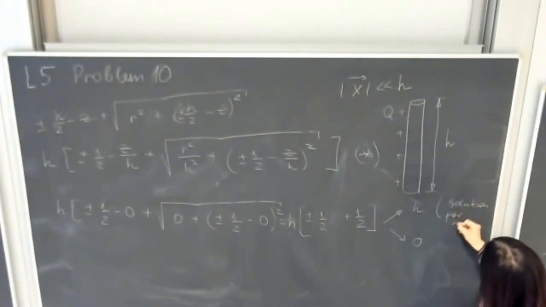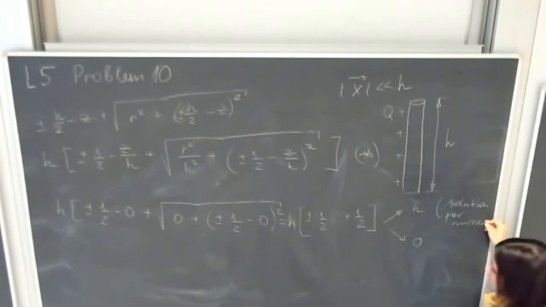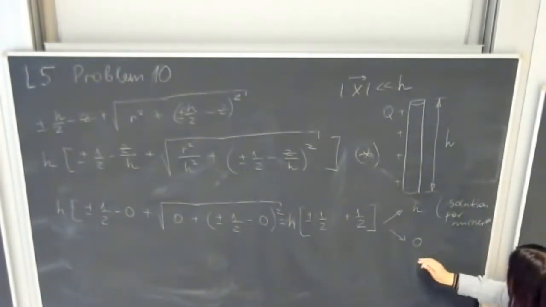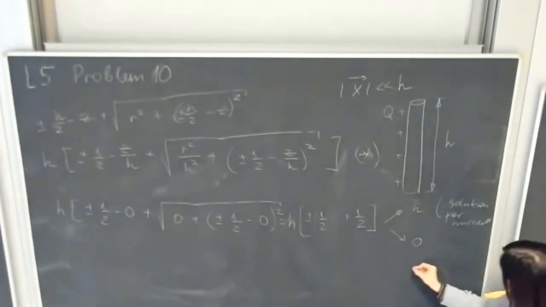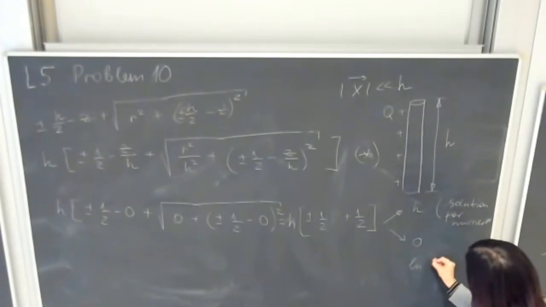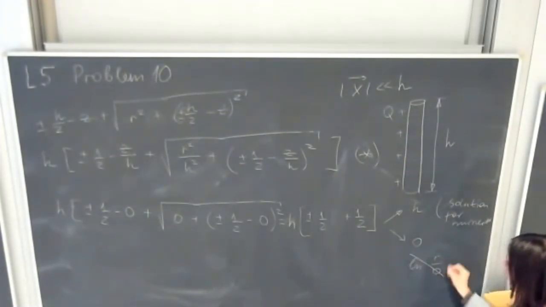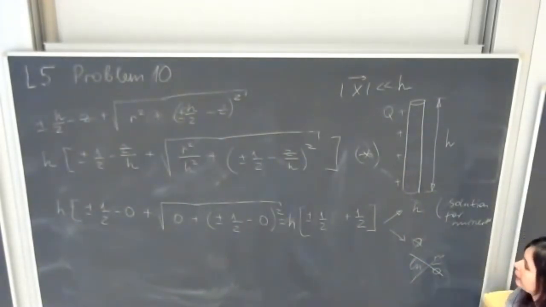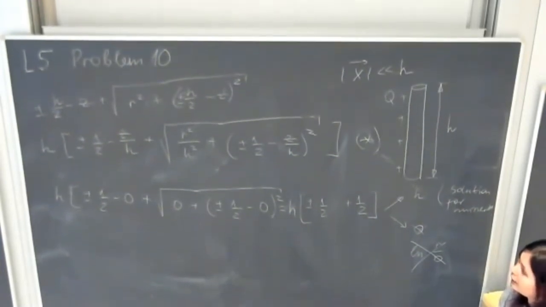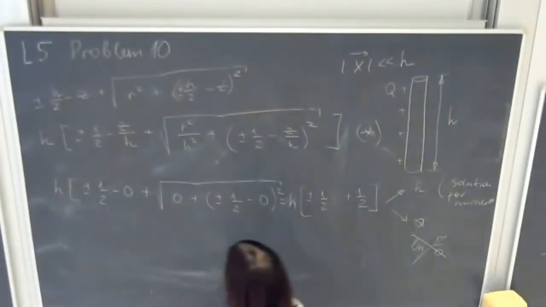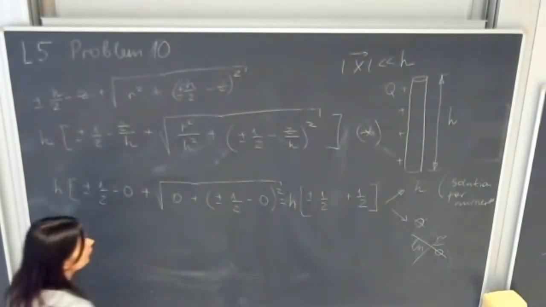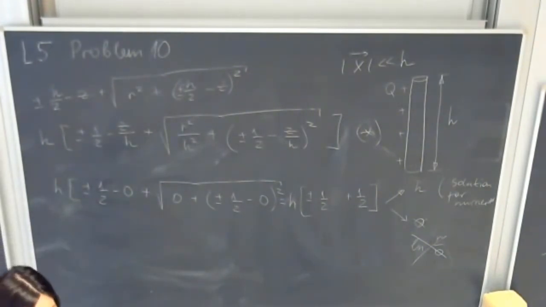For the numerator. And 0 would be then the solution for the denominator, which we obviously cannot use. Cannot use it, so let's use a Taylor expansion to find the solution for the denominator.